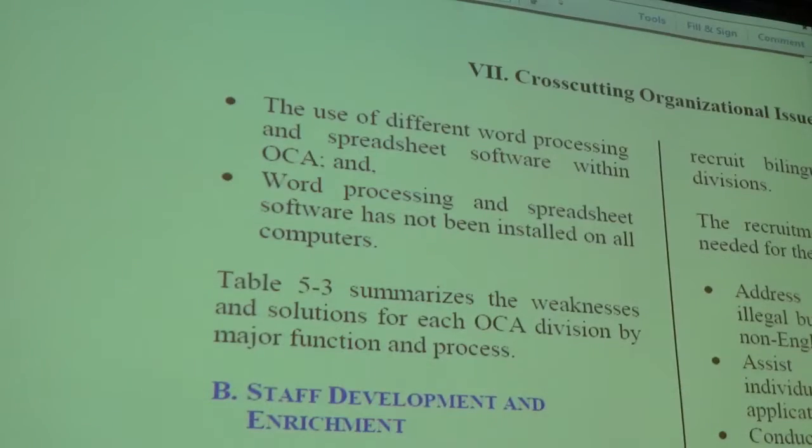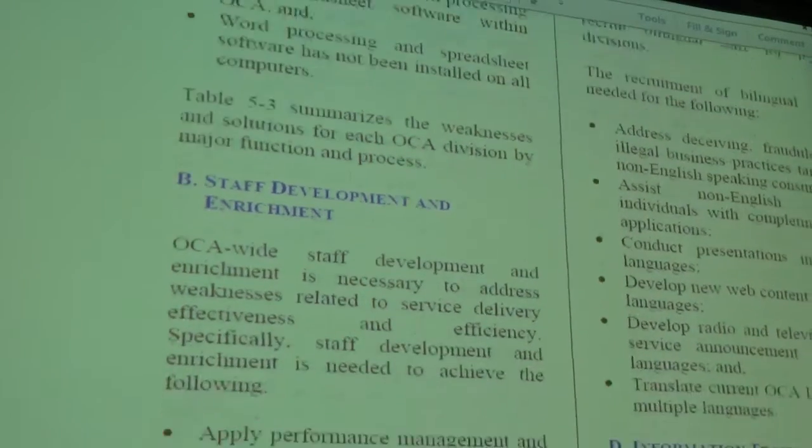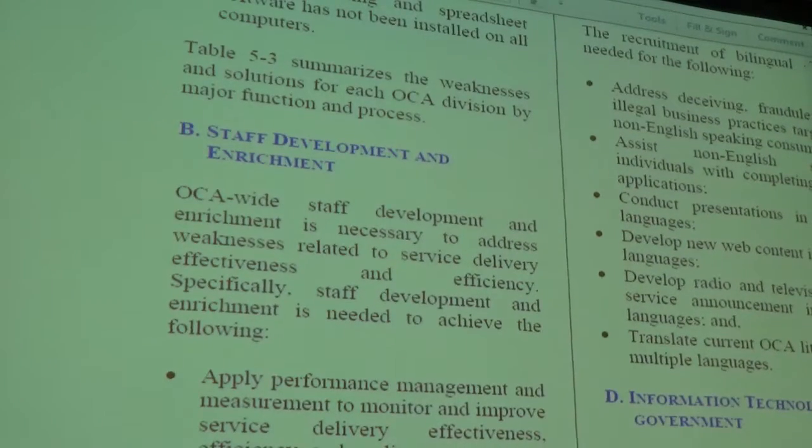And we'll scroll down to the next page. Staff development and enrichment. Again, we're looking at program modifications. This takes into account staff development. In order to do program modification, you need staff development. You need to train them. You need to provide the skill set that they need in order to perform the new functions.